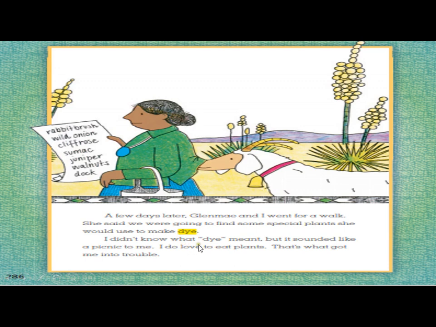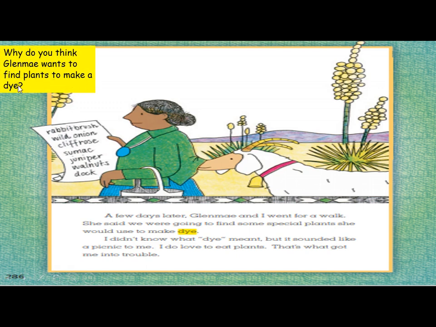I didn't know what dye meant, but it sounded like a picnic to me. Because come on, they're going to pick some plants and they are walking, so she considered it a picnic. I do love to eat plants. That's what got me in trouble. Trouble? Let's find out. What trouble do you think that Geraldine got herself into? Hmm. Do you think now what she has done? Now let's find out. Why do you think Glen May wants to find plants to make a dye?